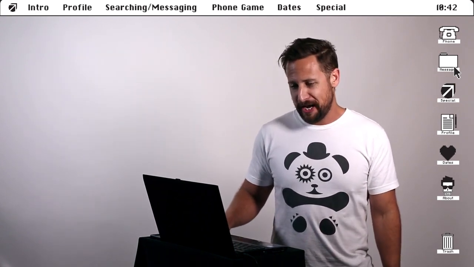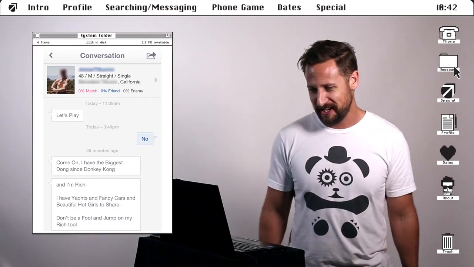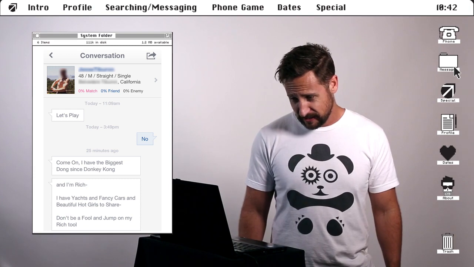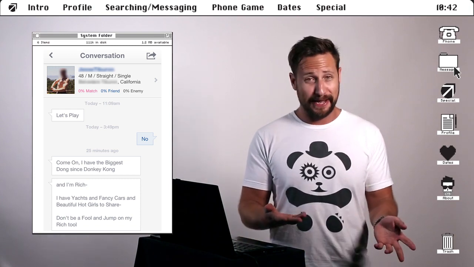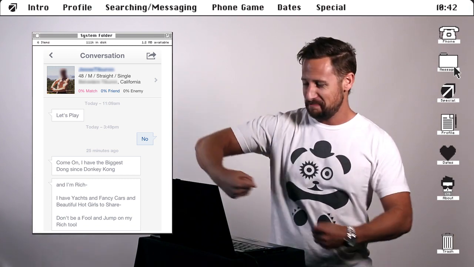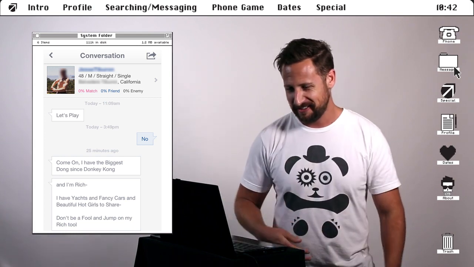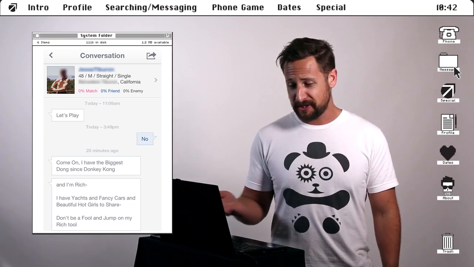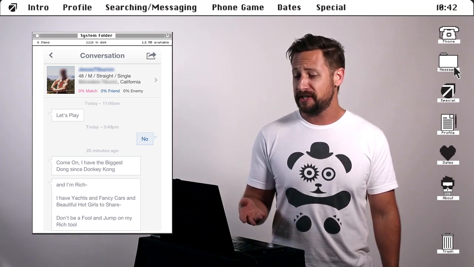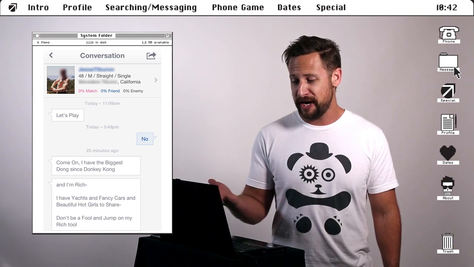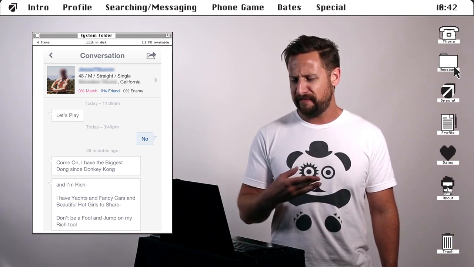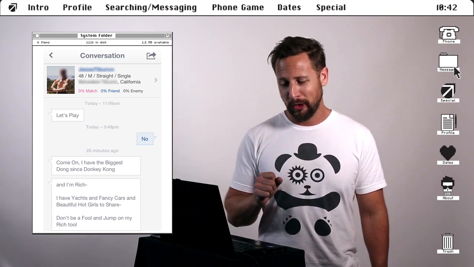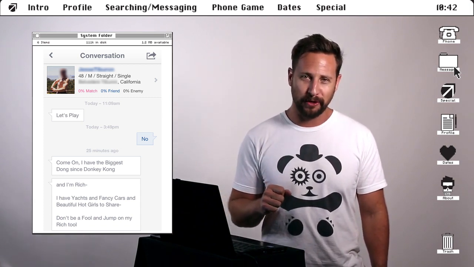Another example, okay, I like this one. This guy's pretty amusing. His opener is just "let's play," okay? And he's got this picture of him posing all jacked. He's an older fellow. And she says, "No." He says, "Come on, I have the biggest dong since Donkey Kong. And I'm rich. I have yachts and fancy cars and beautiful hot girls to share. Don't be a fool and jump on my rich tool."